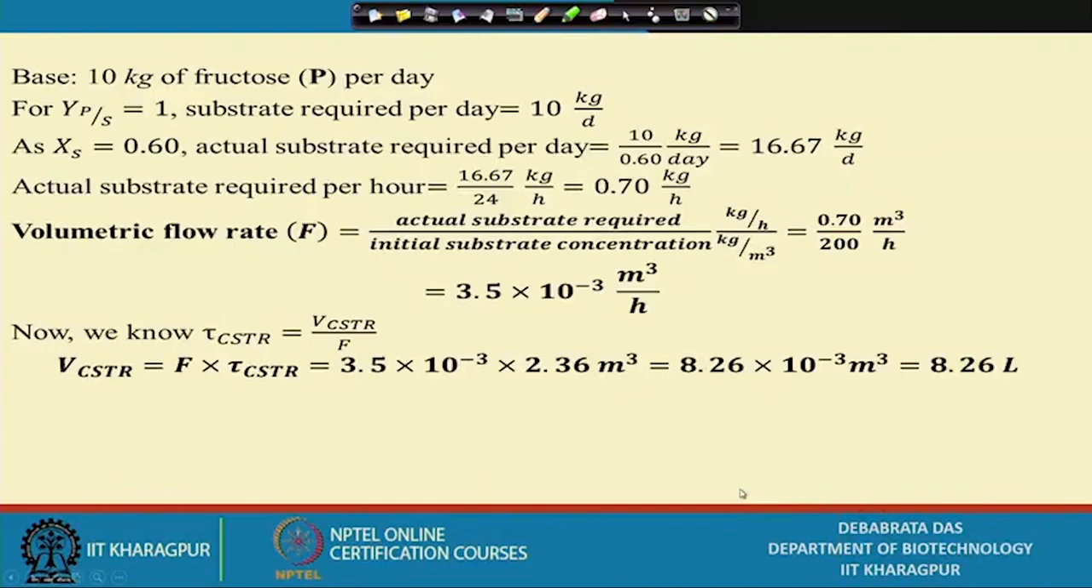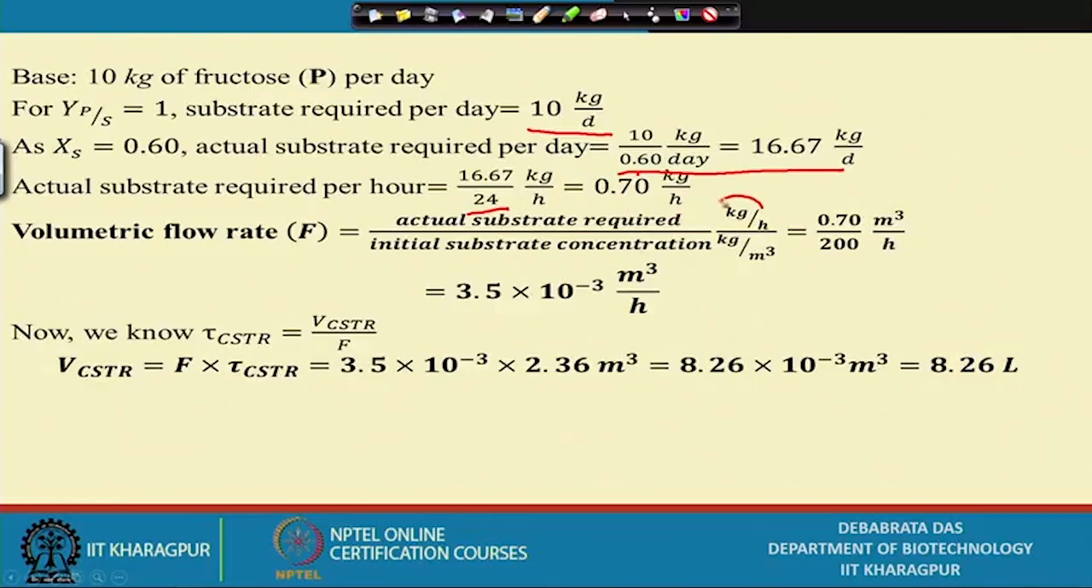Then we find out how much product you have to produce: 10 kg per day. Am I right? 10 kg product per day. For the 10 kg product, how much substrate is required? 60% conversion of substrate, so you divide by 0.6. So it is coming 16.767 kg per day. So per day, that means how much substrate is consumed per hour? You divide by 24 hours, because one day is 24 hours. So it is coming 0.7 kg per hour.